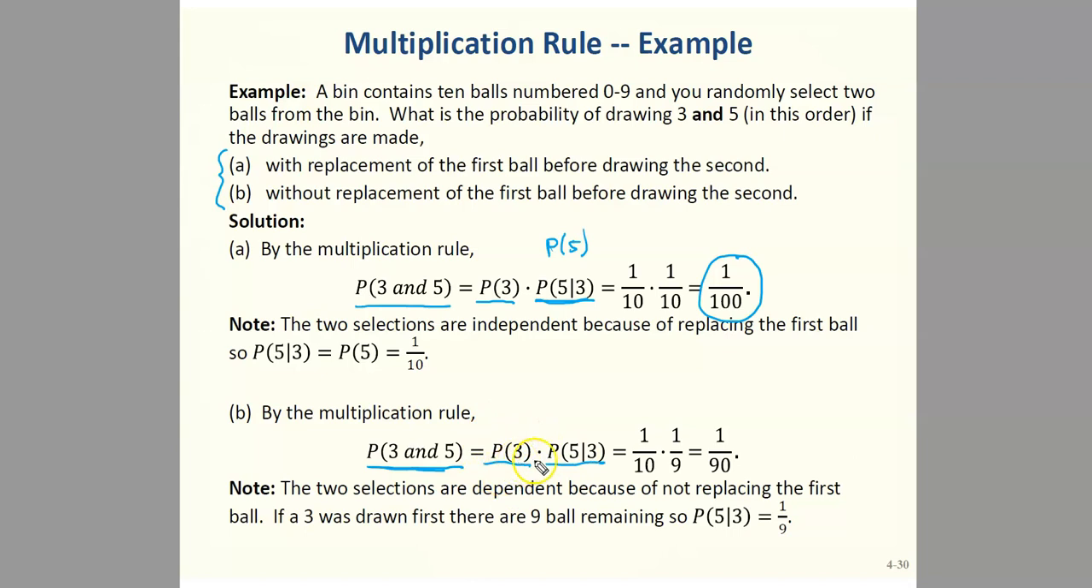Now the probability of a 3 is 1/10, but the probability of a 5 has changed. It's actually 1/9 because the bin no longer has the number 3 ball in it. You only have 9 balls left, and one of them is a 5. So your probability of getting a 5 is now 1/9. So you see it changed. The events became dependent because you didn't replace the first ball. So our probability is 1/10 times 1/9, and that is 1 over 90.